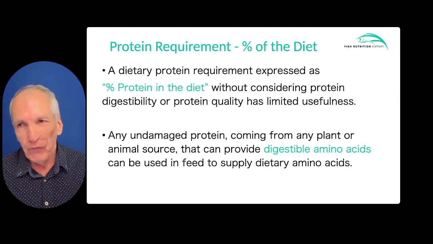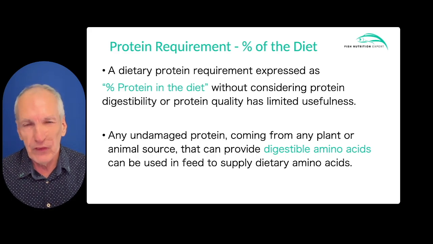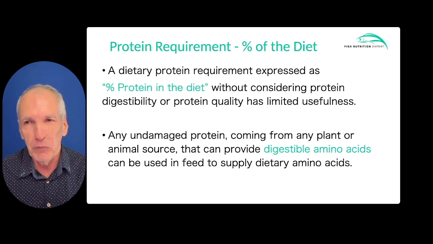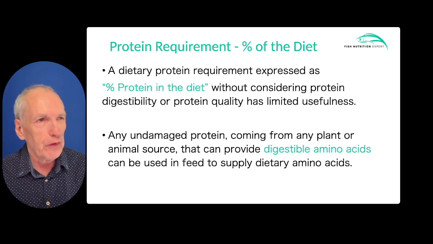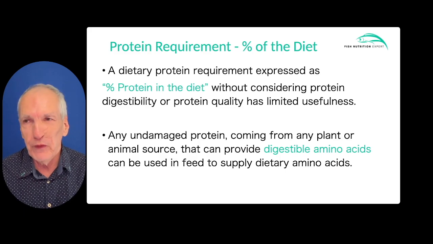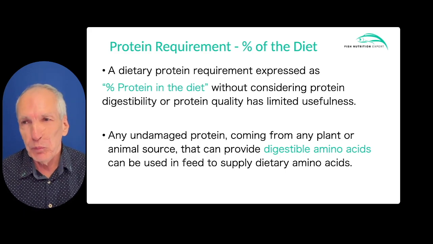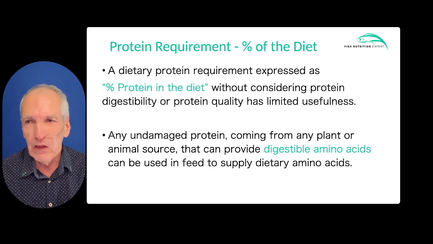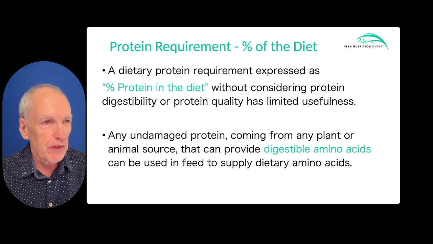So as I said, we talk about a protein requirement and we describe it as a percent of the diet. This is the traditional way of talking about protein. We buy a bag of feed, it says minimum 35% protein. So a dietary protein requirement expressed as percent protein in the diet without considering protein digestibility or protein quality really has limited usefulness.